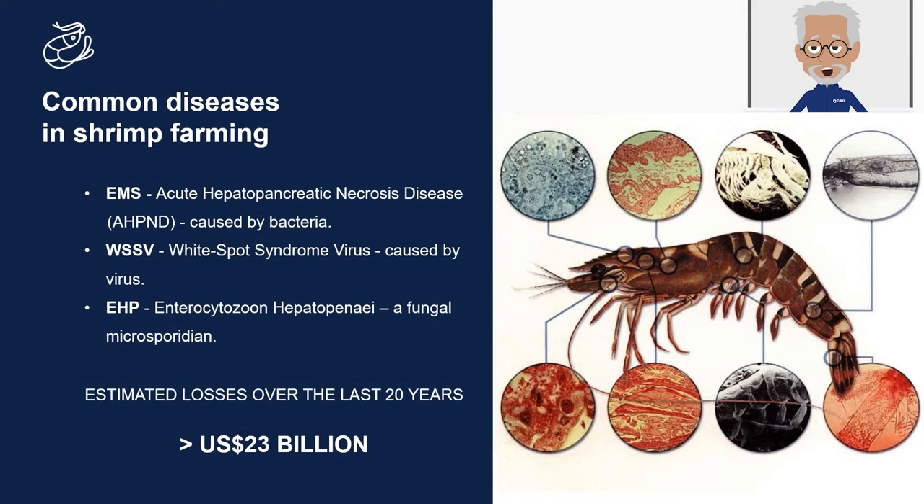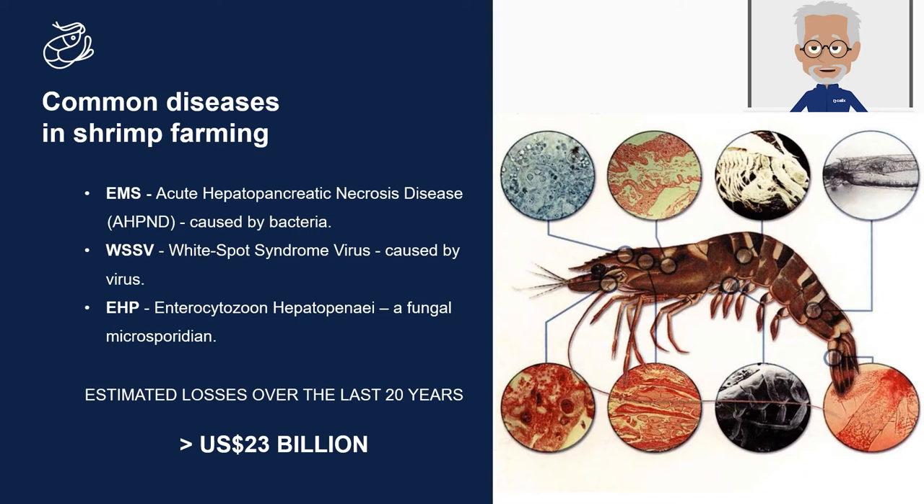Some of the most common shrimp diseases found in Asia are acute hepatopancreatic necrosis disease, or AHPND, also known as EMS, caused by bacteria; white spot syndrome virus, or WSSV, caused by virus; and enterocytozoon hepatopenaei, or EHP, a fungal microsporidian. There are, of course, other diseases such as white feces, yellow head disease, etc.